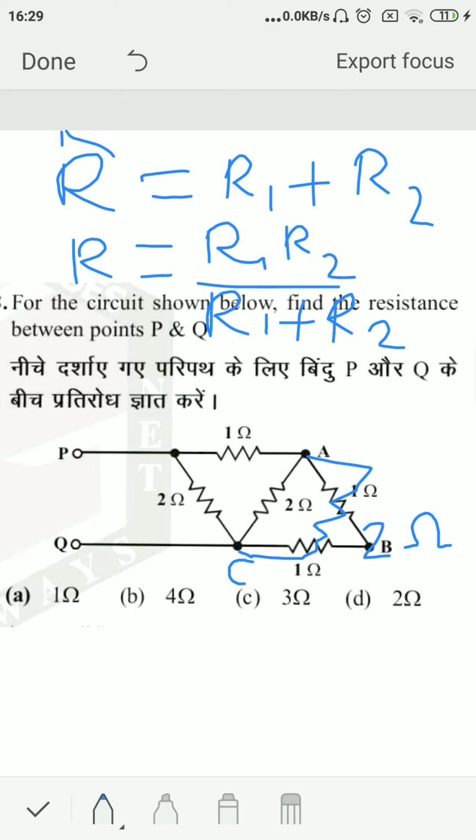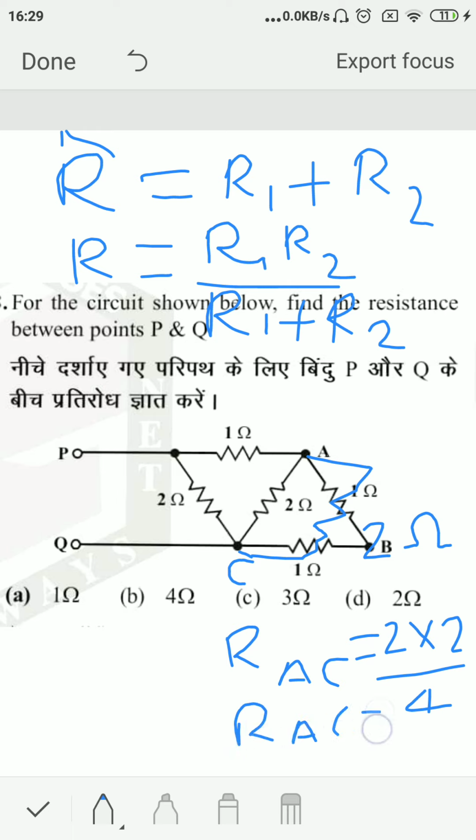So you can assume these are connected in parallel. So what will be the equivalent resistance according to this formula? R is equal to R1 R2 upon R1 plus R2. So RAC is equal to 2 multiplied by 2 upon 2 plus 2, which is 4. So what will be RAC? RAC will be 1 ohm. This 4 is above, so this is the 1 ohm below.